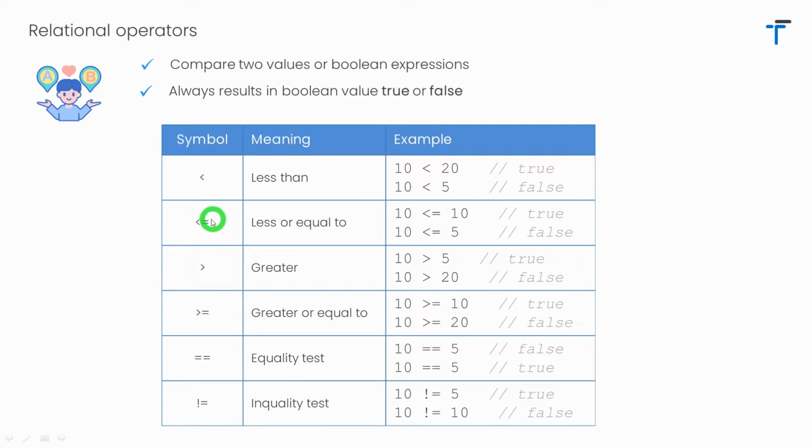Less than or equals to will return true if the left side value is less than or equal to the right side value. Greater than will return true if the left side value is greater than the right side. Greater than or equals to returns true if and only if the value on the left hand side is greater than or equal to the value on the right hand side. The equals operator is used to check whether the left hand side value and right hand side value are equal or not. If they are equal, it gives true, otherwise it returns false. The inequality operator is the opposite of the equality operator. It means if the left side value and right side value are not equal, then you will get true, otherwise you will get false.